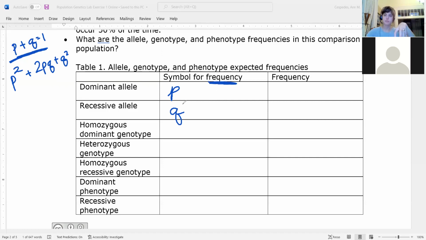So p is the dominant allele frequency, q is the recessive allele frequency. That means the proportion. We've been told that the expected frequencies are 50-50. 50% of the alleles in the population are dominant, 50% are recessive. So you could write that as 0.5, and it's the same for both. 0.5 plus 0.5 is 1. 50%, 50% makes 100%. That makes our whole population. That's where the 1 comes from.